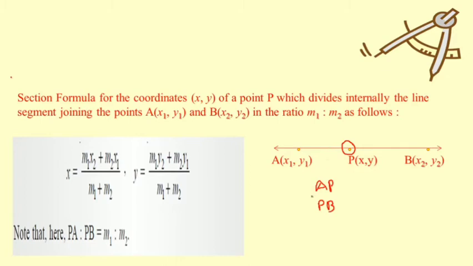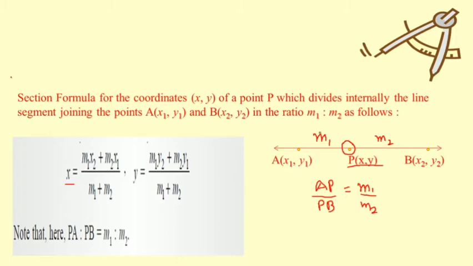Now definitely if we divide these two distances AP and PB, we are going to get one ratio. Let me denote that ratio by m1 ratio m2. So this part AP is denoted by the m1 part of the ratio and PB is denoted by the m2 part of the ratio. Now with this much information we have to find the coordinates for this point P, that is x comma y. Now how do we find this formula?